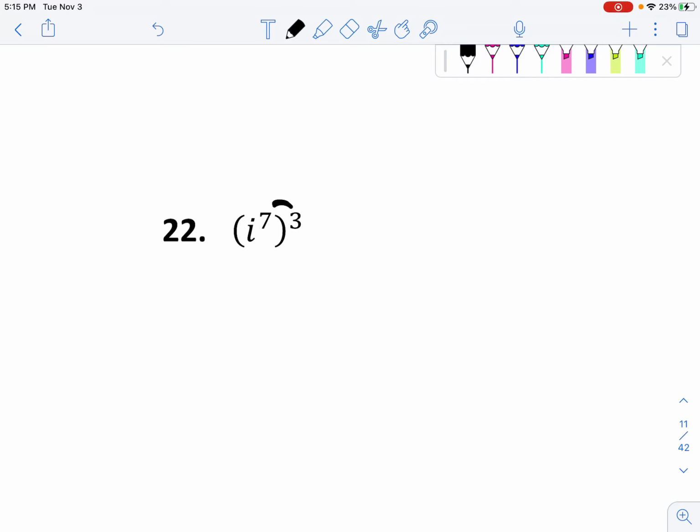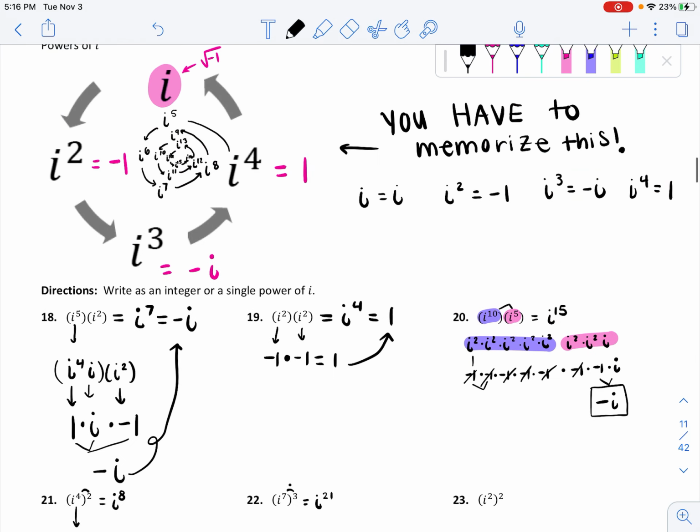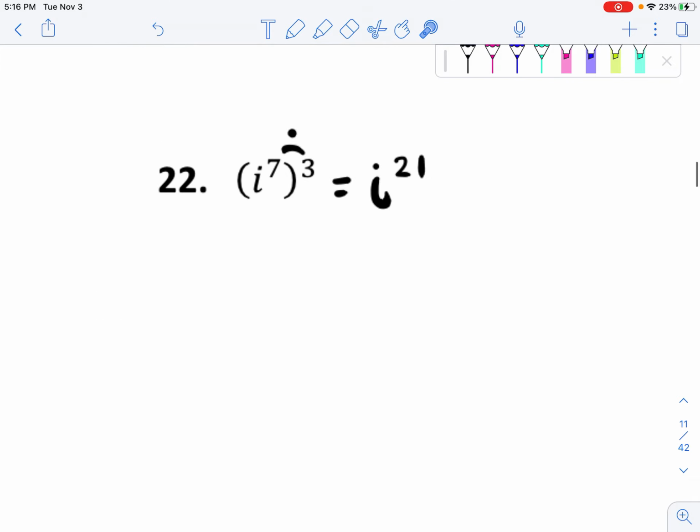So I to the 7th to the 3rd, a power to a power, you would multiply them. So this is equal to I to the 21st. So you could do that and just keep the pattern going. So we stop at 4 and go 5, 6, 7, 8, 9, 10, 11, 12, 13, 14, 15, 16, 17, 18, 19, 20, 21. So my answer is going to be I.